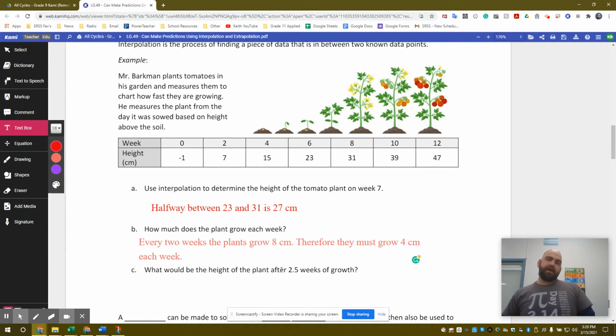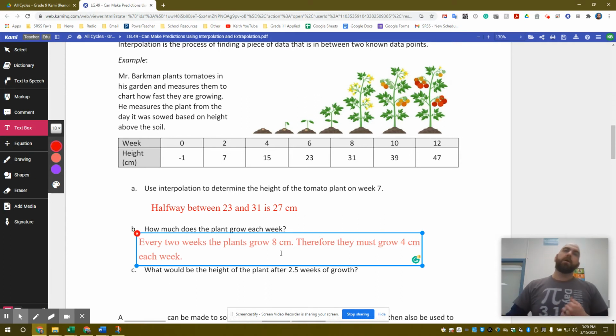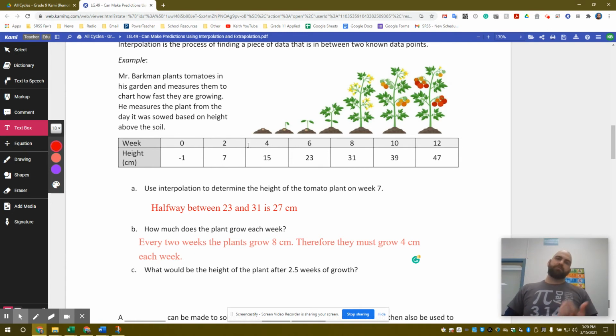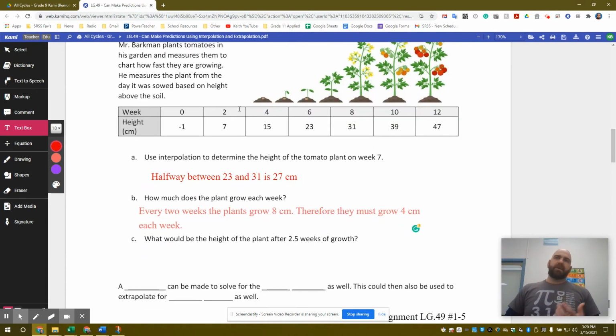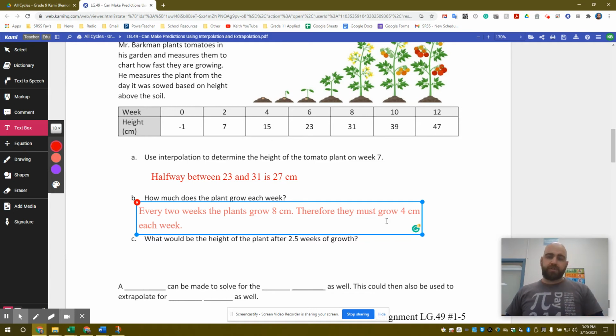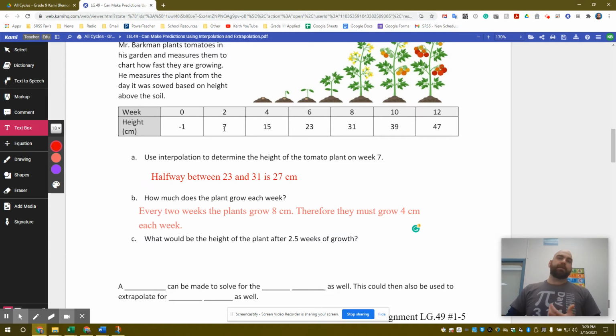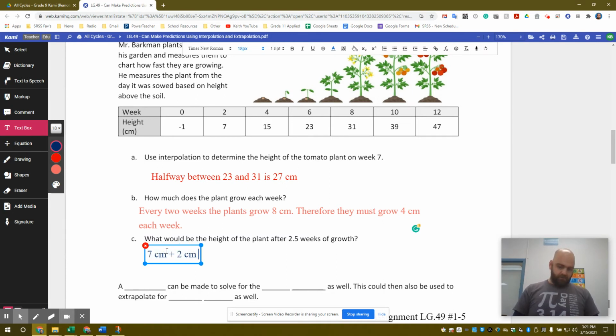What would be the height of a plant after 2.5 weeks of growth? Well, what we can see is that 2.5 isn't right between 2 and 4. It's actually a quarter of the way between 2 and 4. If we know that the plants grow 4 centimeters each week, that tells us that they in fact grow 2 centimeters every half week. At the 2-week mark, it is 7 centimeters. Another 2 centimeters would be 9. So we can do 7 centimeters plus 2 centimeters is equal to 9 centimeters after 2.5 weeks of growth.